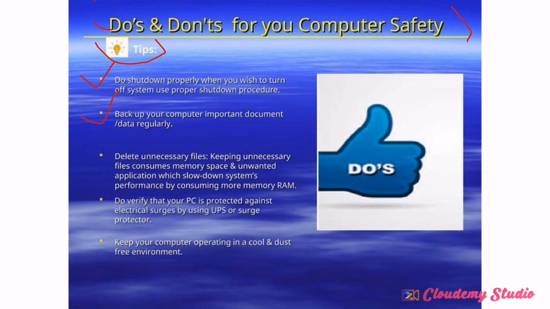Back up your computer's important documents or data regularly. Make sure you back up your computer and your important documents regularly. You know what it means to back up: you always have a backup of your data in case of data loss. A hard drive can crash, so you need to make sure that your hard drive is partitioned, whereby you separate the operating system side and where you will be keeping the information.